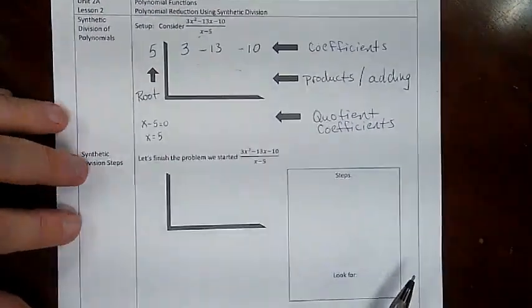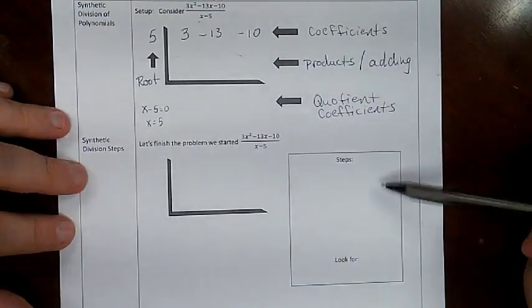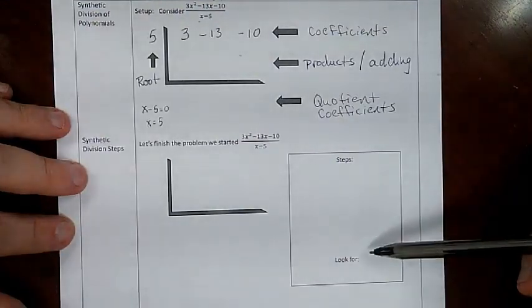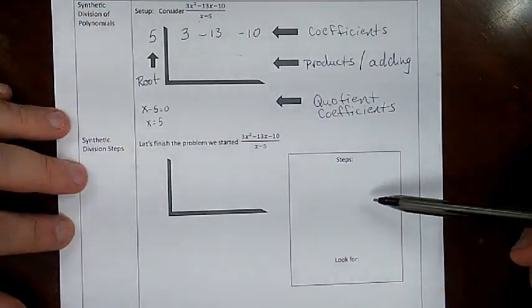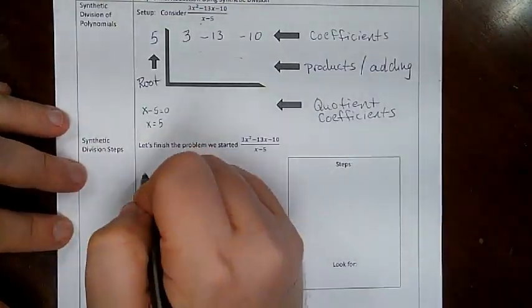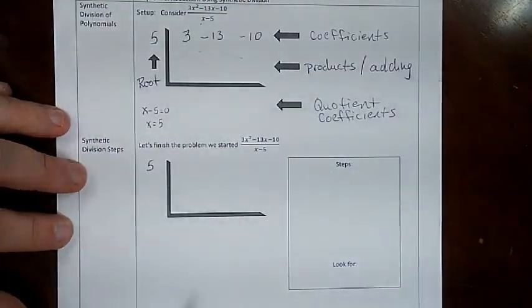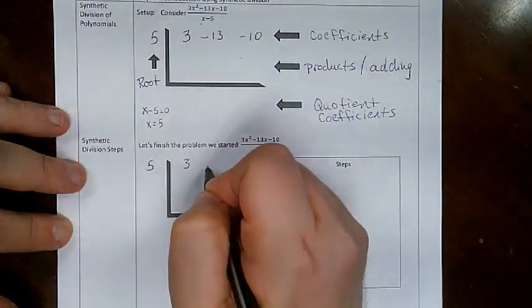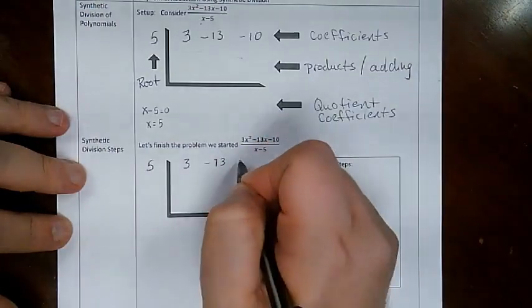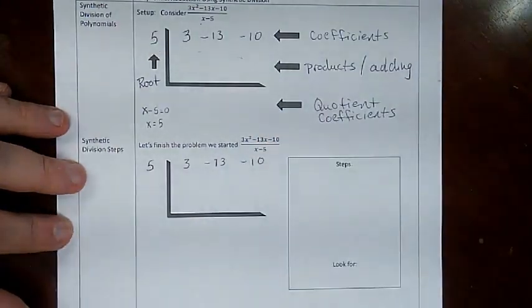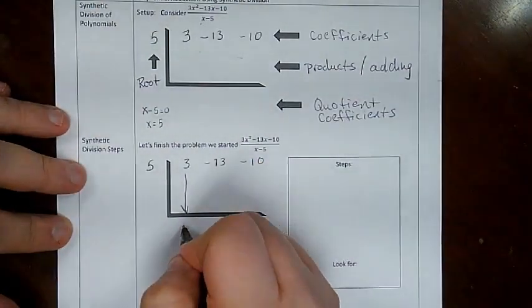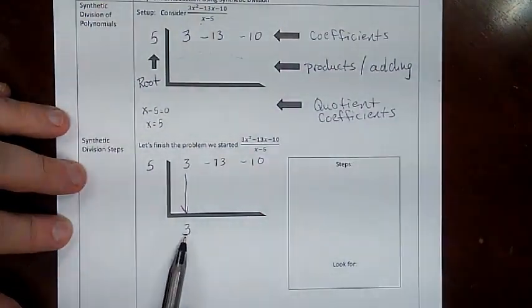So let's actually go through the process of synthetic division. You'll notice on the right-hand side, there are steps and look-fors. So anything that you need to write down here to help you better do these problems is going to be very helpful. Now, I'm going to start how I started the other. I'm going to write my root of 5. I'm going to write my coefficients of 3, negative 13, and negative 10. Now, the way that this process is going to begin, I'm going to bring down my first coefficient, and I'm going to write this 3 underneath the line.